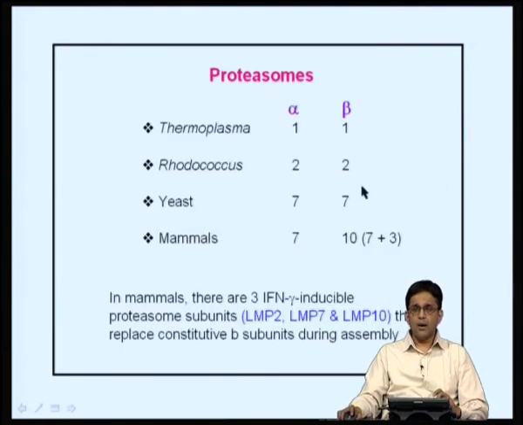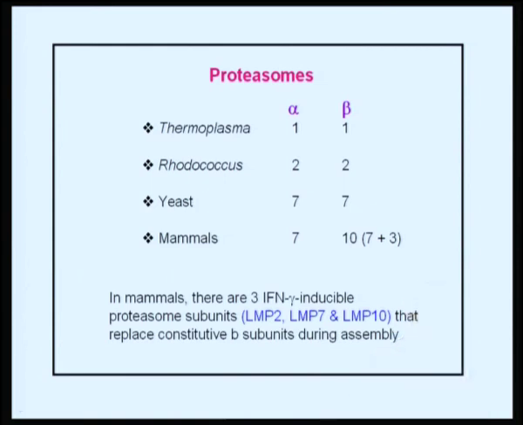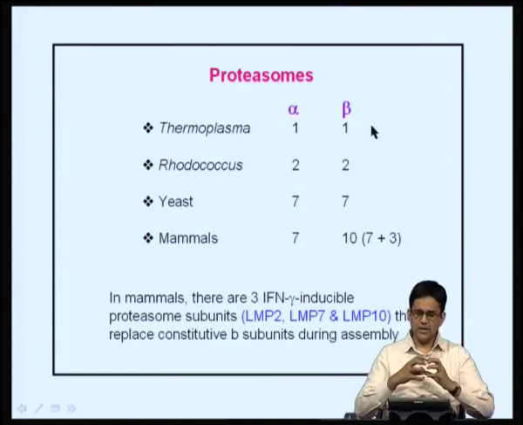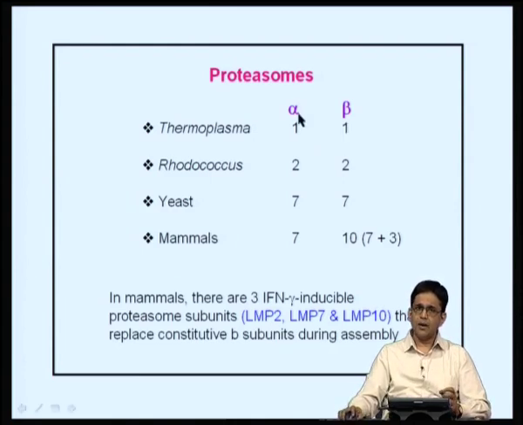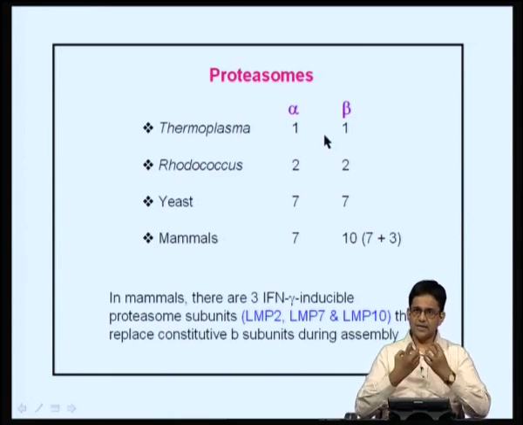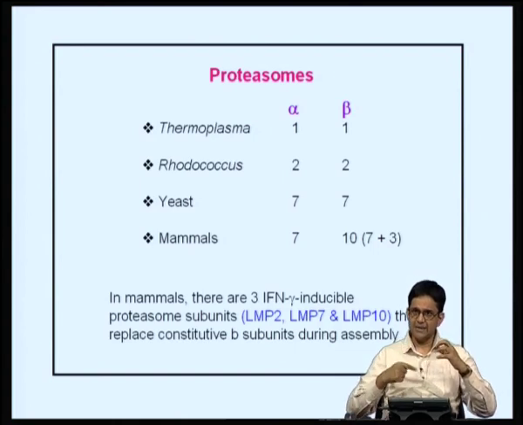Now, this is just a little bit to inform you about proteasomes. Proteasomes are present in Thermoplasma, which is an archaebacterium, but you have a single alpha and a single beta subunit. But the quaternary structure of proteasomes is conserved right from archaea to mammals. So even though there is a single subunit, what's happening is you have 7 subunits that make up the Thermoplasma 20S proteasome. So you have the 7 alpha, the 7 beta, followed by the 7 beta, and then the 7 alpha, because the alpha are the 2 ends, but it's the same subunit over here.